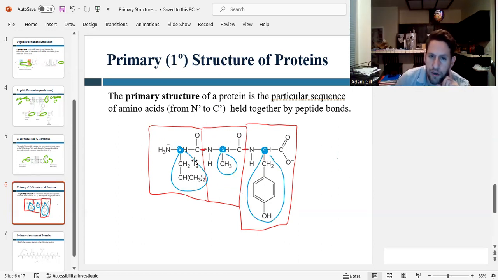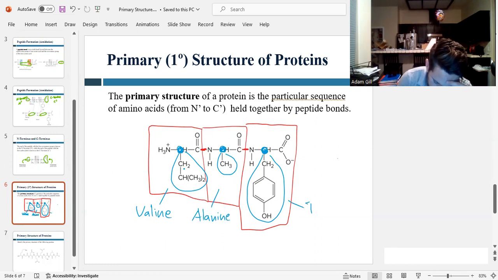And so we know that this side chain refers to valine. So this amino acid is valine. The middle one has just a single methyl group. That's alanine. And this last one is tyrosine.